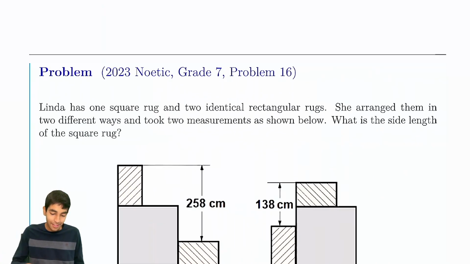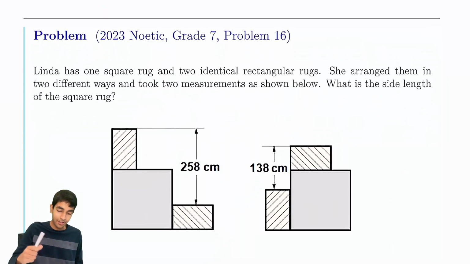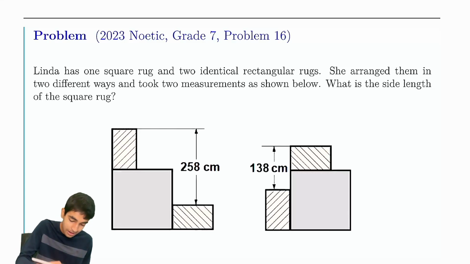So now let's take a look at the next problem, which is a cool geometry question, or algebra maybe, as we'll find out later. Linda has 1 square rug and 2 identical rectangular rugs. She arranged them in 2 different ways and took 2 measurements as shown below. What's the side length of the square rug?